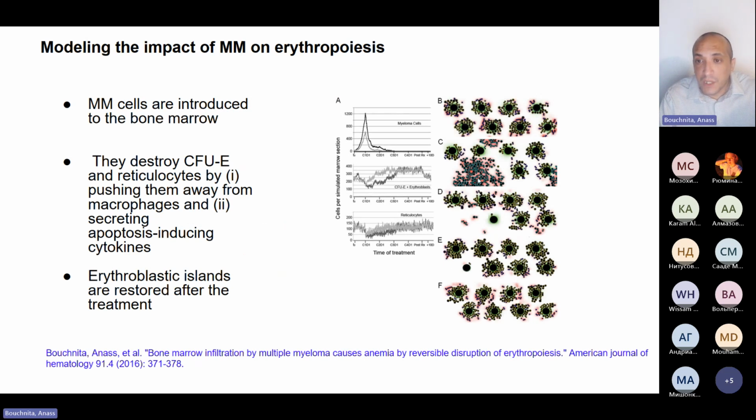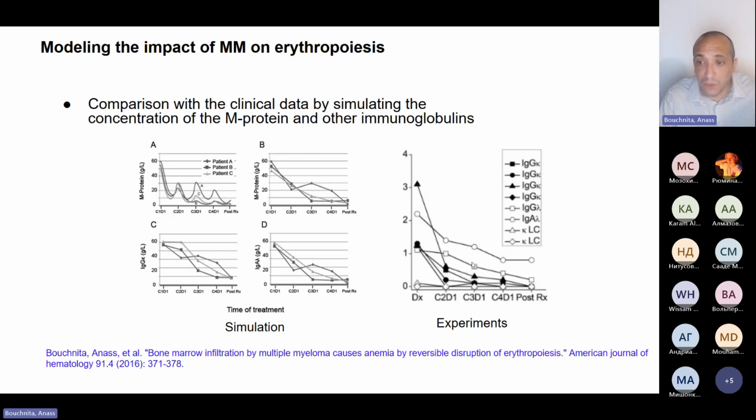So this is what happened when we made these simulations. Basically, we start by seeing what happens when the myeloma cells infiltrate the bone marrow. They start proliferating, and they also generate some apoptosis-inducing cytokines, which destroy these different cells. And after that, we introduce the treatment. When we introduce the treatment, these cells get eliminated. And there are colonies that appear again, these structures appear again and lead to the recovery of anemia. And this is exactly what was observed in the experiment.